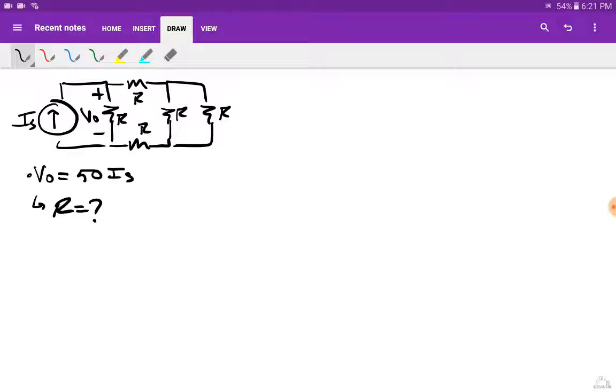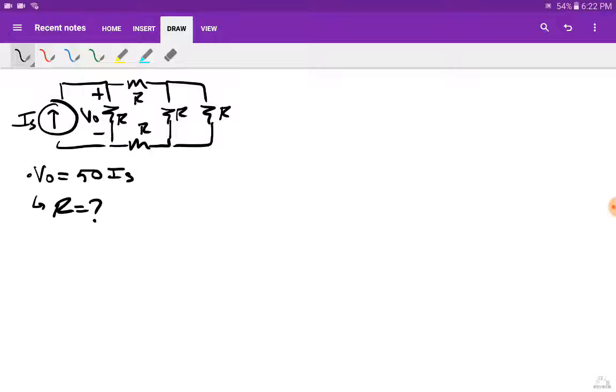Hey everybody. So here we are with another circuits problem. A lot of students are probably looking at this and going, what is that? This doesn't really look like what I'm used to. Why are these R's in my circuit? All right. Here we go.